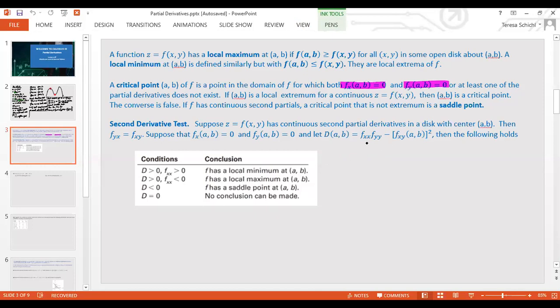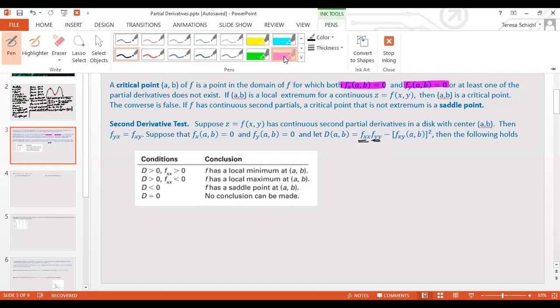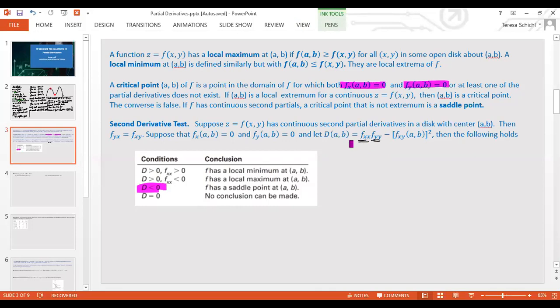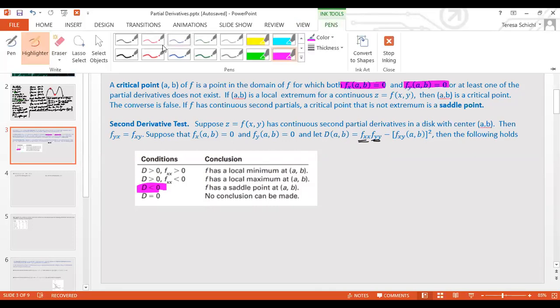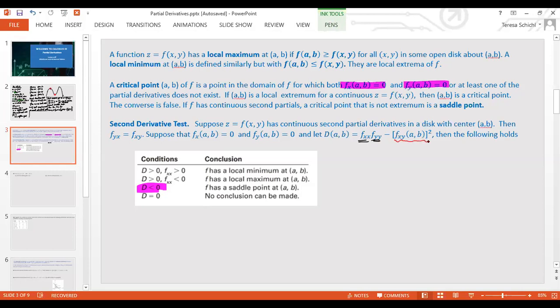So now we understand why f_xx and f_yy have to have the same sign, either positive or negative. When D is less than 0, what happens here? Because we said this term is positive, then with the negative sign, D is negative. That means f_xx and f_yy have to have opposite signs.